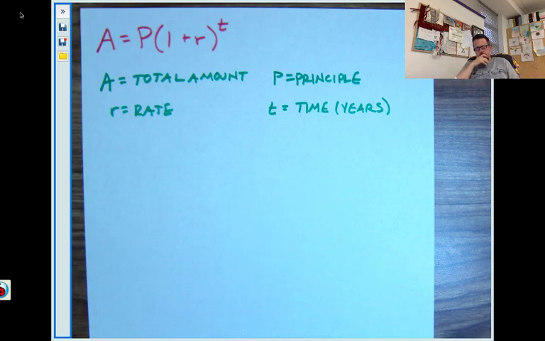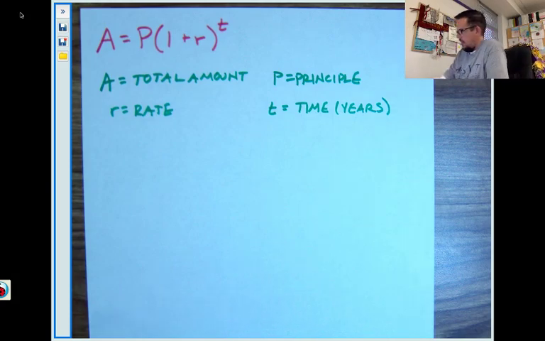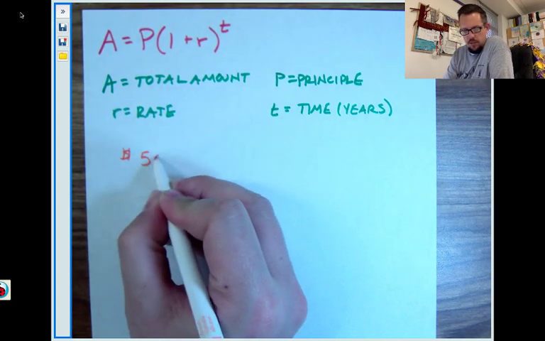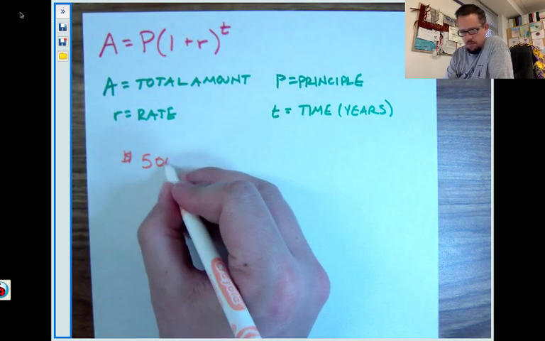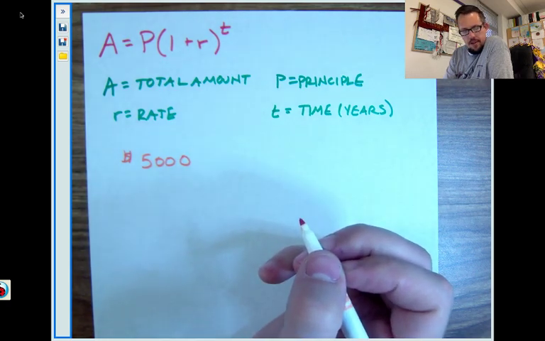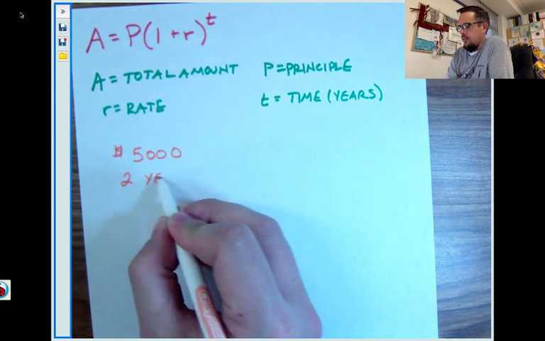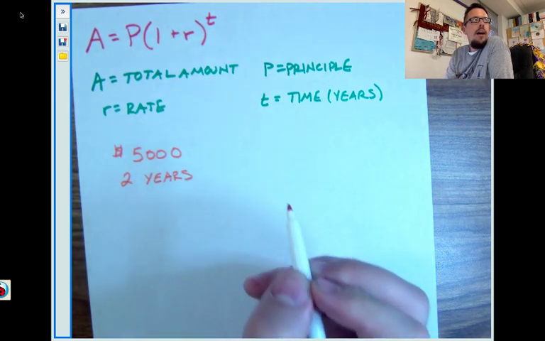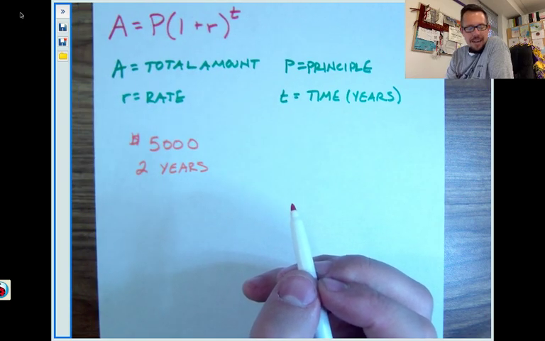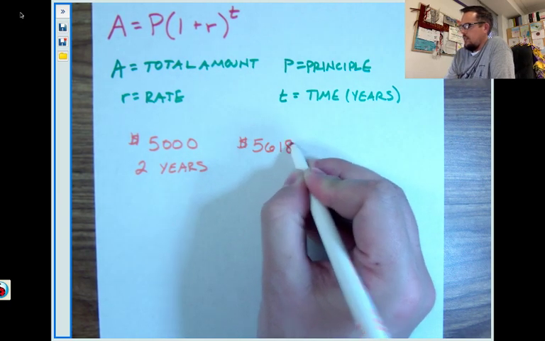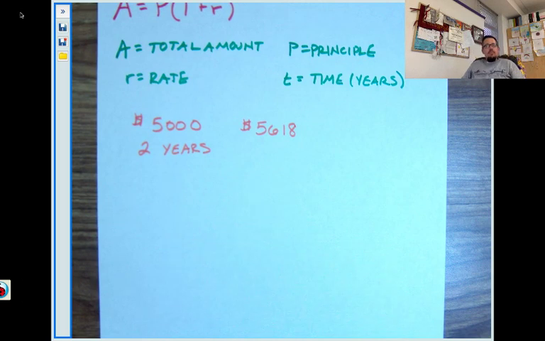Okay, so let's say I go down to my bank and I say, I have got 5,000 big ones. I put my money into the bank for 2 years. And at the end of 2 years, it's time to get paid. And I withdraw $5,618. Really? I think that's amazing.